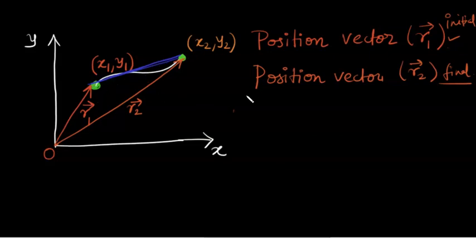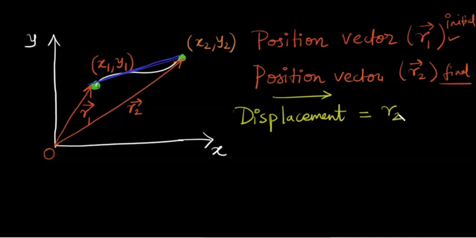Now what is the displacement vector over here? The displacement vector is defined as, and I'm giving an arrow on this because this is a vector, r2 bar minus r1 bar. So this is the displacement vector, correct?